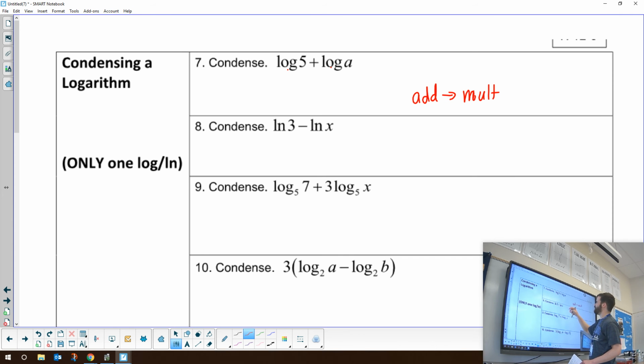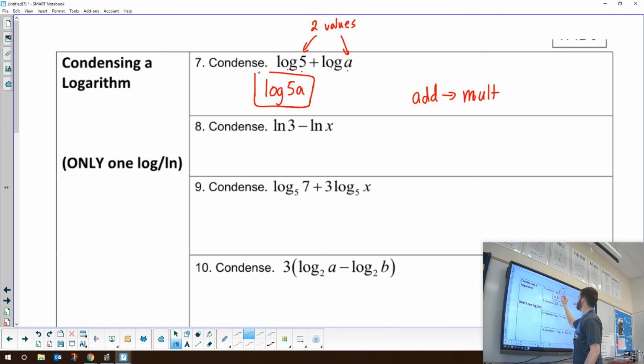Okay, so whenever we add, we're actually going to end up multiplying this 5 and this a. I have those two values, right? I have a 5 and an a. So whenever I rewrite this, we're going to go log of 5 times a. And there we go.